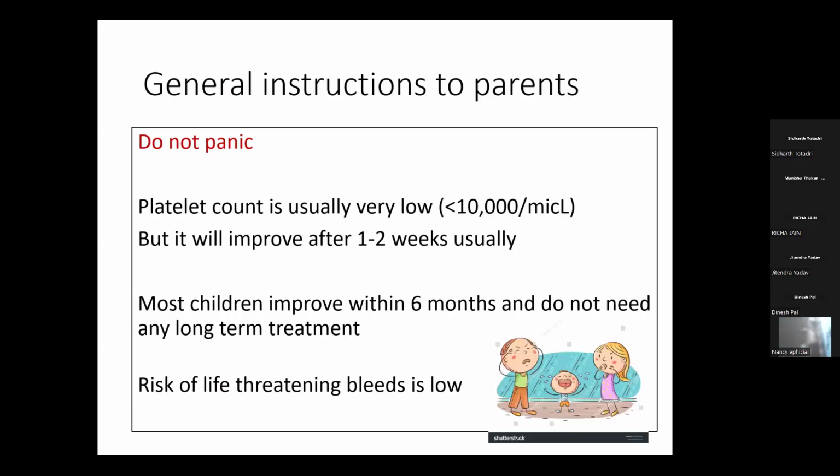So general instructions to parents. Basically, we have to counsel the patient, please do not panic. The platelet count is usually very low, less than 10,000 in ITP cases, but it will improve after 1 to 2 weeks usually. Most children improve within 6 months and do not need any long-term treatment. Risk of life-threatening bleeding is very low.